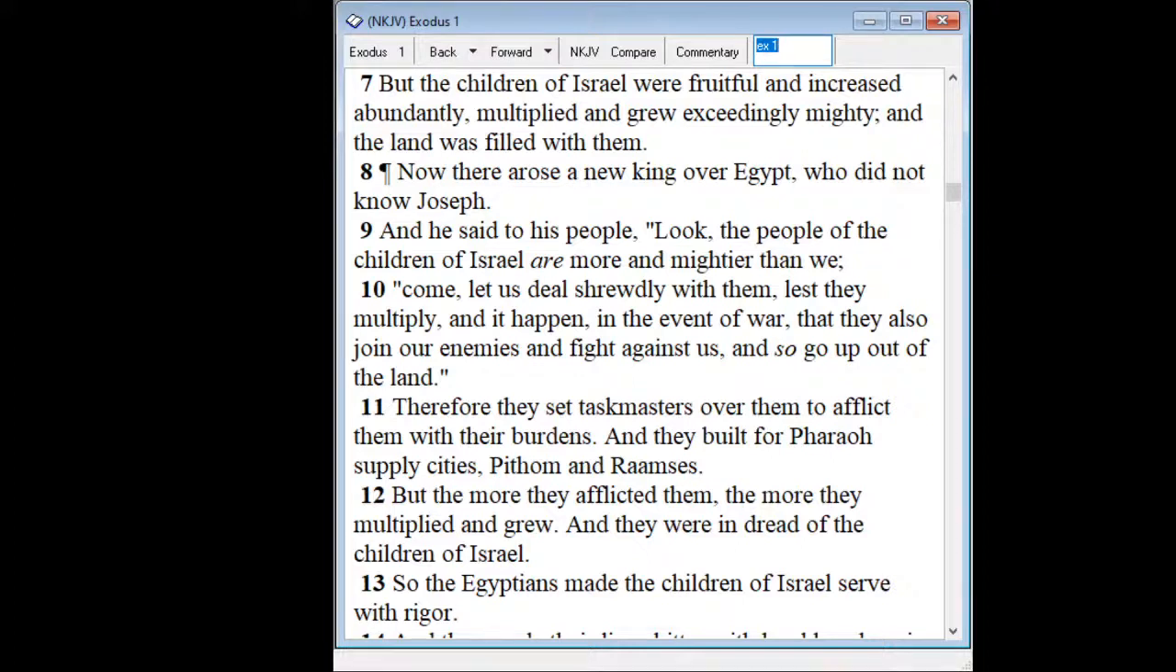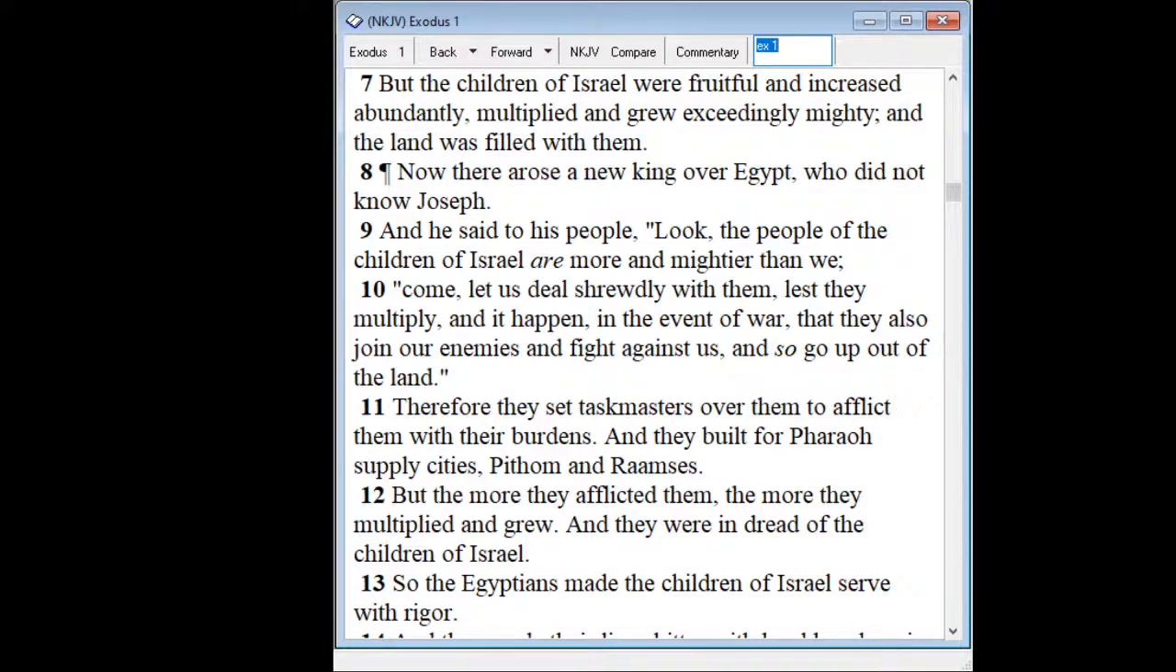He says, look, the people, the children of Israel, are more and mightier than we. Let's deal shrewdly with them lest they multiply, and it happened in the event of war, they join our enemies and fight against us, and so go up out of the land. So they begin this terrible burden.